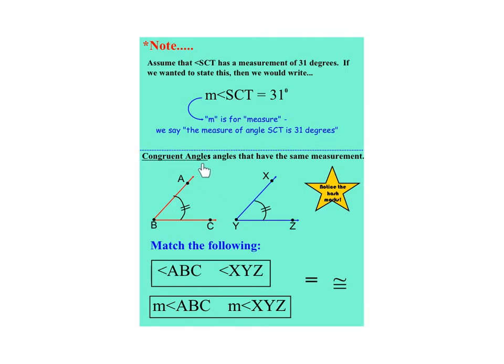If we have congruent angles, these are angles that have the same measurement. Notice the hash marks here. Angle ABC is congruent to angle XYZ. I could also say that angle B is congruent to angle Y.